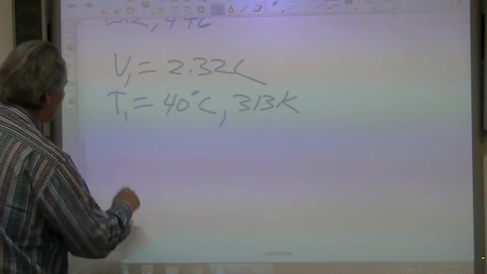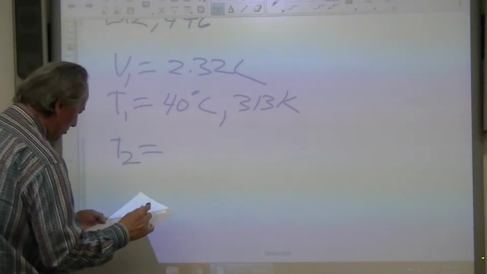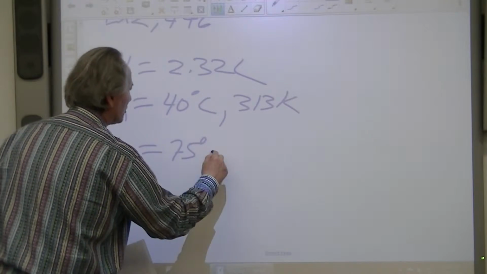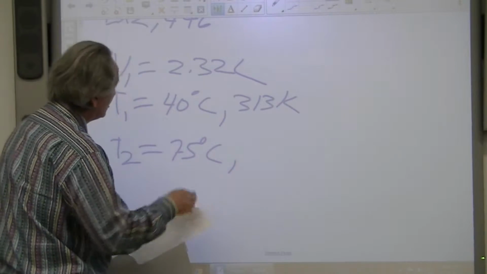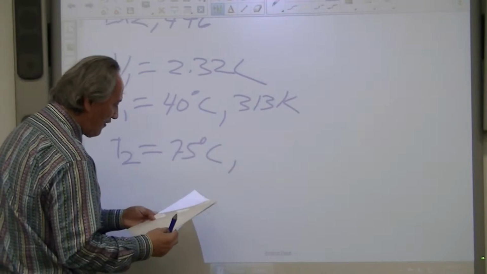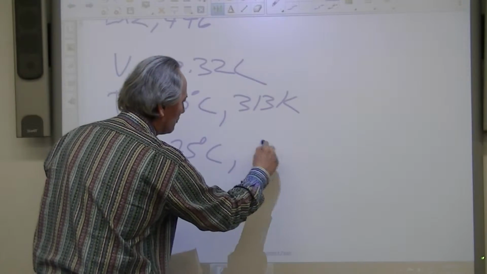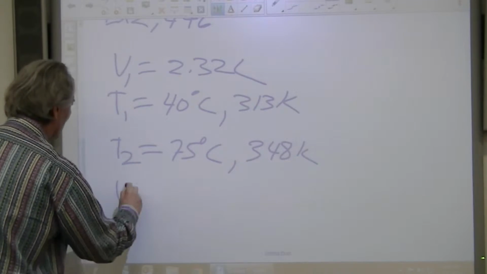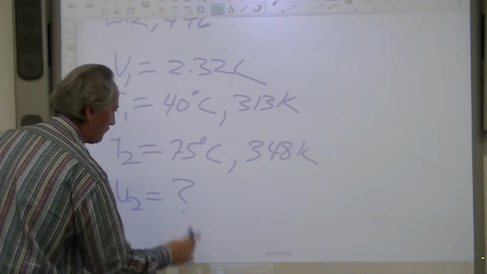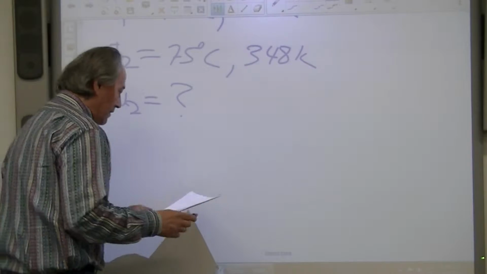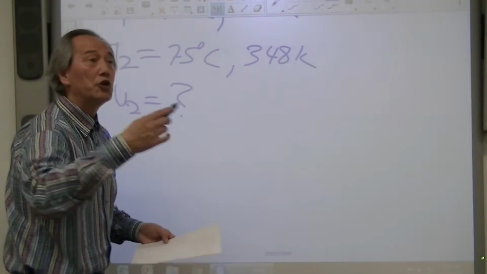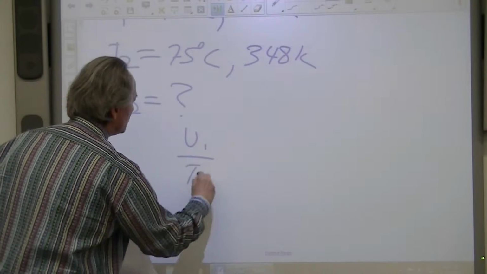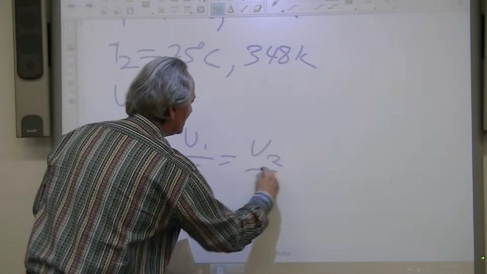We were also given a temperature 2, the temperature had increased from 40 up to 75 degrees Celsius. The conversion in Kelvin would be 348 Kelvin, and our unknown is volume 2, which is what we're looking for. So let's write the initial conditions and new conditions for Charles' law, which is V1 over T1 equals V2 over T2.